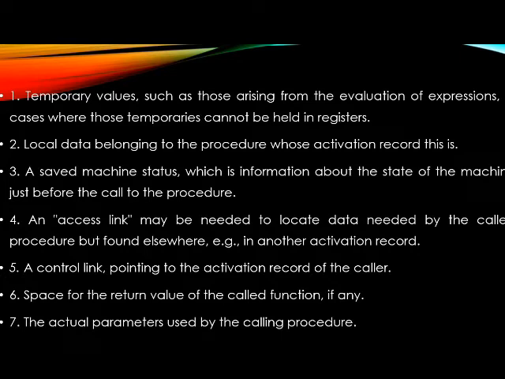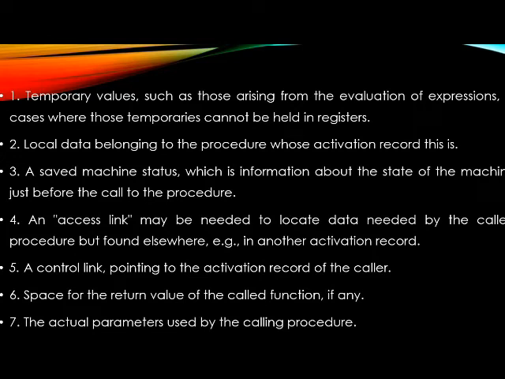And next, saved machine status. Before invoking any function, before starting that particular function call or procedure call, it takes the status of that particular machine. So that status is used to retrieve, in case that particular function aborts abnormally, to restore the older values. For that purpose, we take the current status of that particular machine.